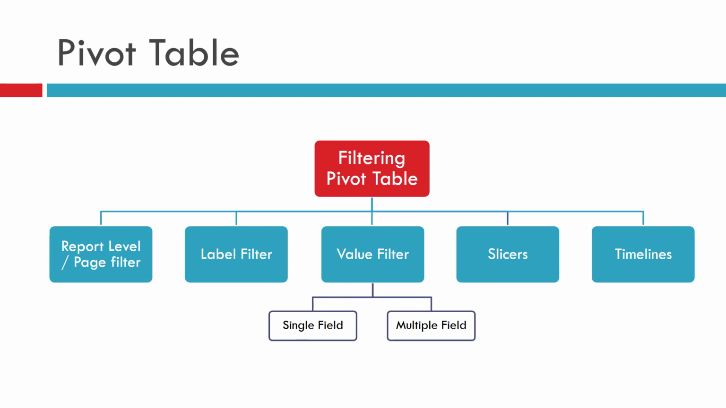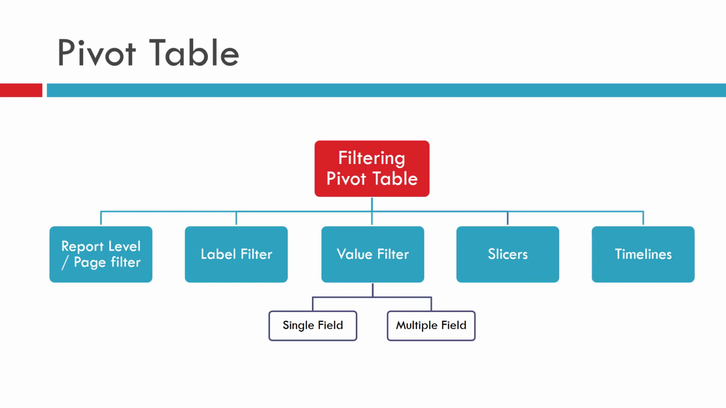The first method is report level or page level filters. Normally, dimensions are placed in this filter. Using this, you can filter the entire data in pivot tables and not a particular field used in pivot tables. You can also quickly create multiple pivot tables using the settings for report level or page level filters.